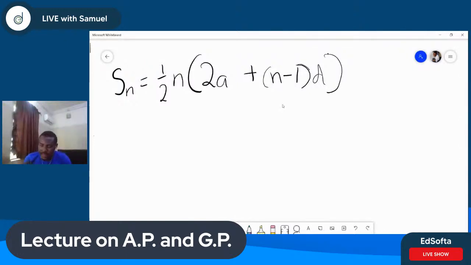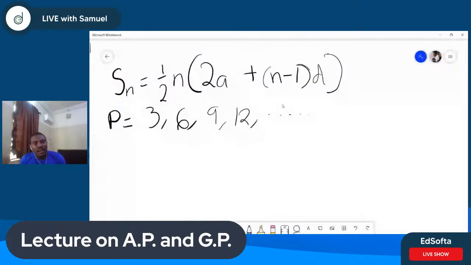So let's take another sequence. Let's say the sequence is sequence P, and P is equal to 3, 6, 9, 12, and so on. Since we can see 4 terms, let's say we want to find the sum of these 4.